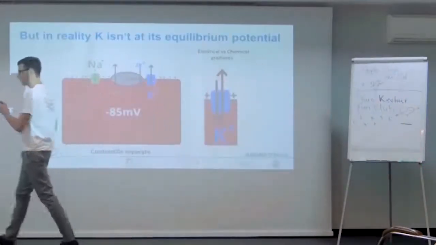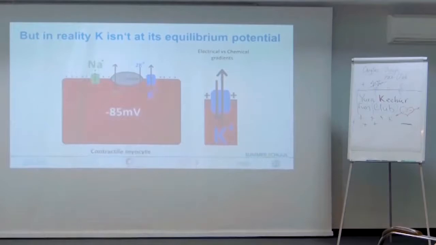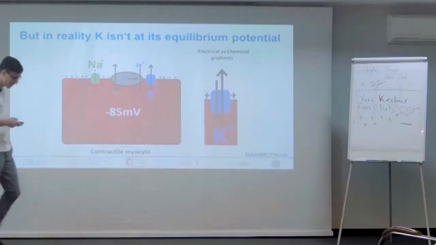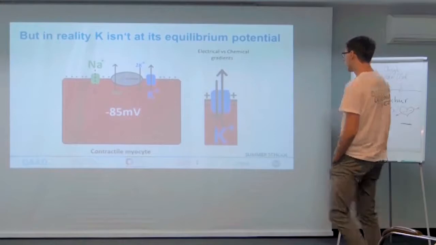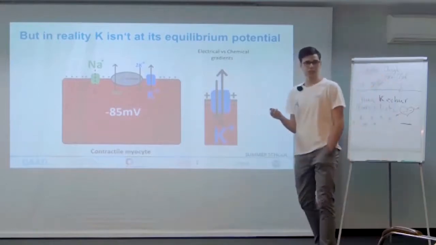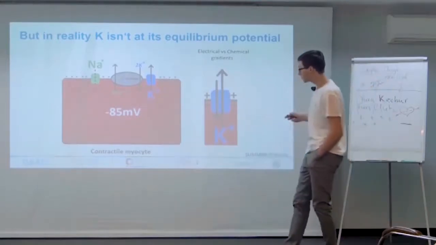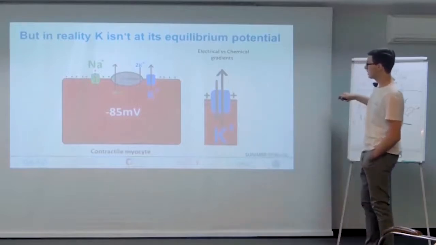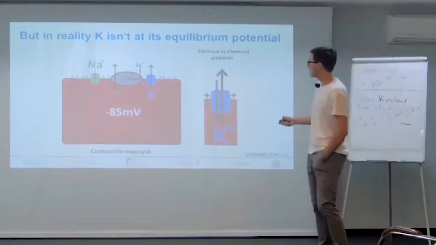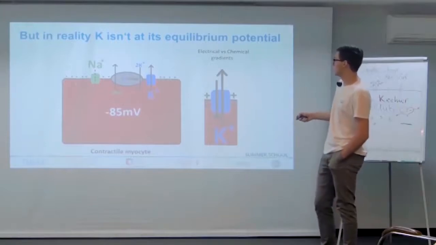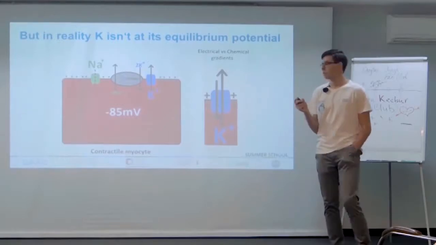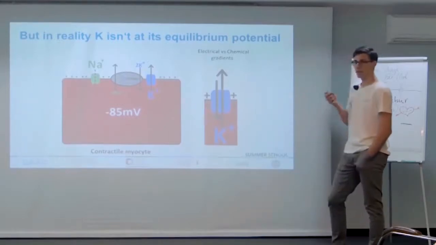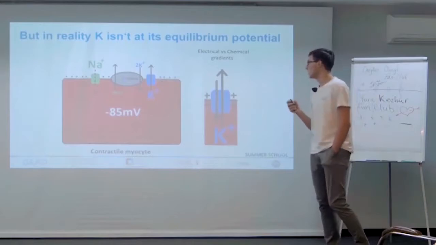Okay, but the problem is that in reality we have other channels. If we had only this one, at one time we would have this equilibrium. But if we have other channels, like for example this sodium channel, which is marked here in green, and these stripes tell us that the permeability of this channel is 10 times smaller than the permeability of this potassium channel. It's 10 times smaller.